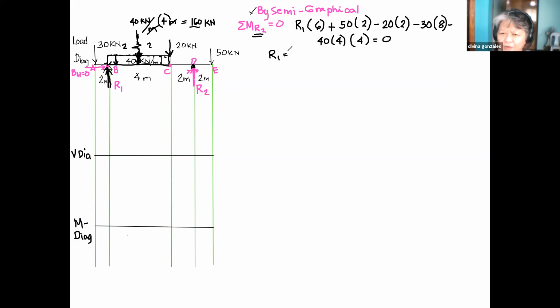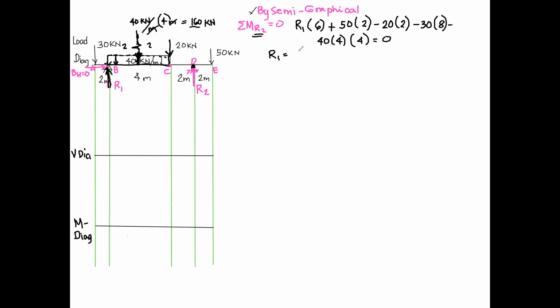Arbison, will you solve for R1, please? Arbison, are we waiting for you? You can just say, sandali lang po ma'am, I'm solving. If you do not have a calculator or whatever the reason, please say so, because we will be waiting for you. Arbison?